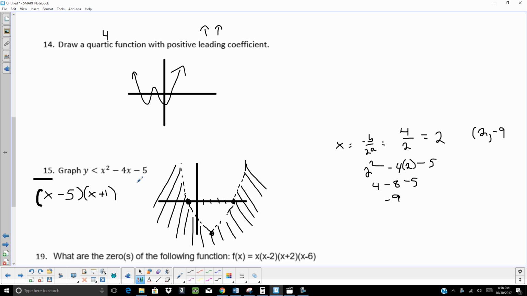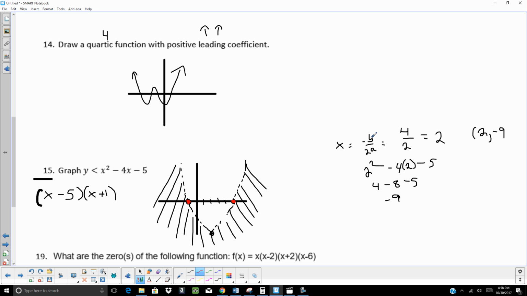15 is actually kind of a review type of problem because we have a quadratic, and I can find out the zeros of that really easily by just factoring: x minus 5, x plus 1. That gives me my intercepts of -1 and 5. And then to find where the vertex is, I just plug in, do the opposite of b over 2a, which should be familiar. If not, you need to refamiliarize yourself with it.